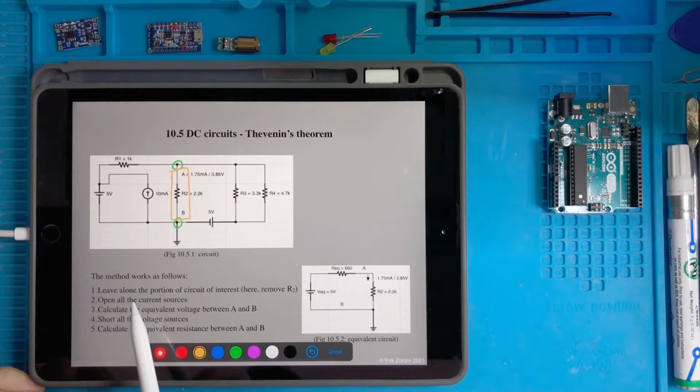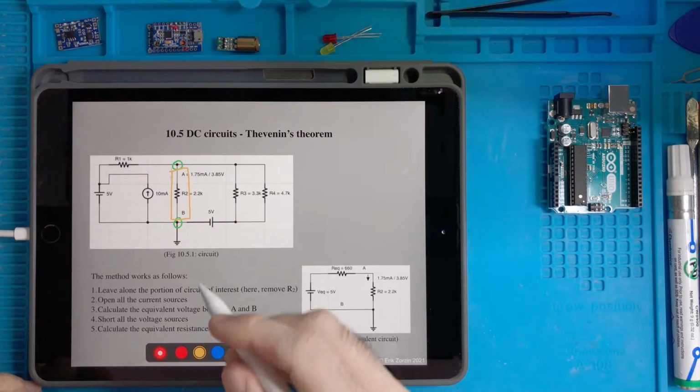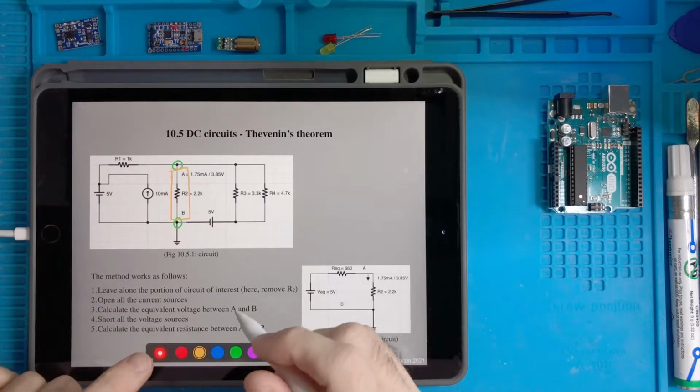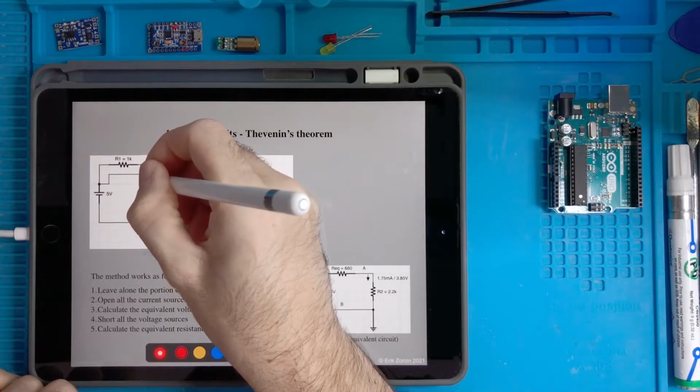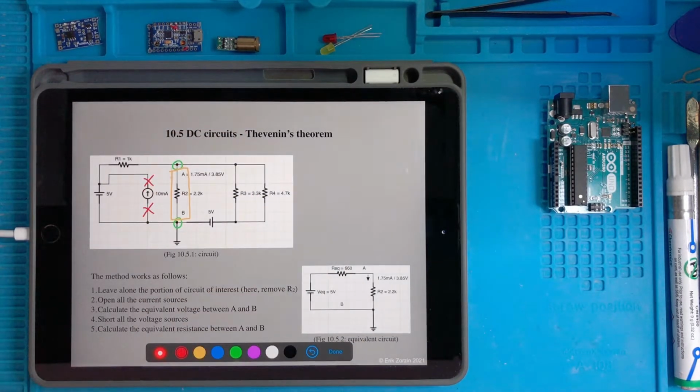So this method works this way. We leave alone the portion of circuit of interest, which means in this case we remove the resistor R2. Then we open all the current sources, which basically means that we have to cut the connections of all current sources. So we remove the current sources. Then it says we have to calculate the equivalent voltage between A and B.